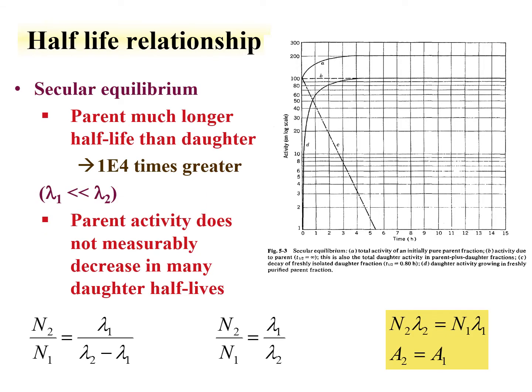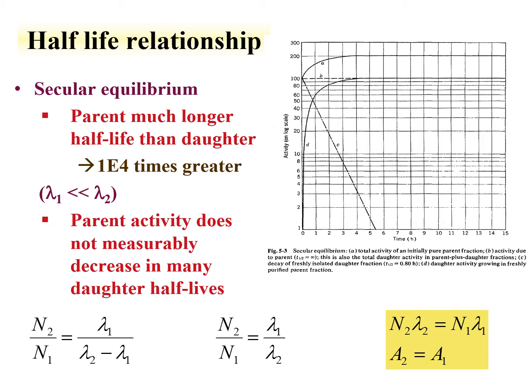Now, imagine we have a condition where the parent is much, much longer lived than the daughter, and generally what this means is that over an observed time frame, the parent activity doesn't change. So imagine you're measuring something that has a half-life of 1,000 years, 10,000 years, and you're measuring it for 100 hours. The amount of change that is going to occur in that parent won't be observable, but the daughter will grow in. So you may have an amount of parent, B shown here, the daughter grows in, and then the total activity is basically twice the parent activity.